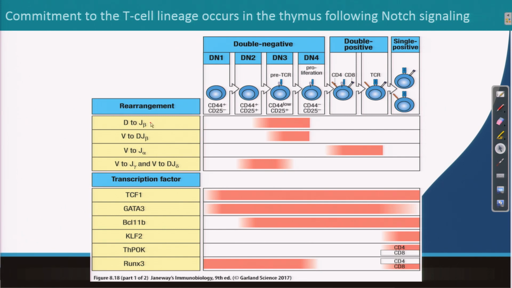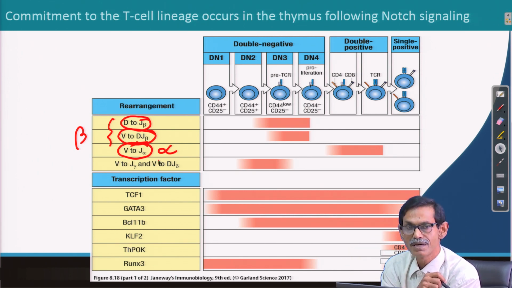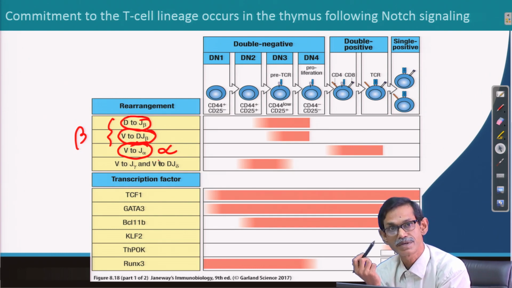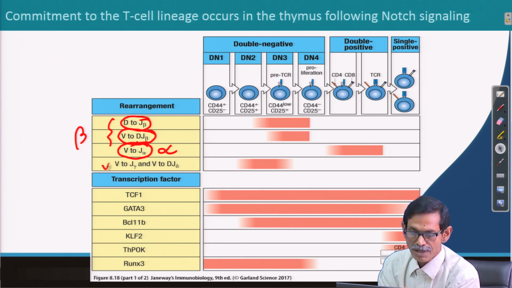you know that in the beta chain DJ recombination happens. After DJ recombination is complete, V to DJ recombination happens in the beta chain of the T cell receptor. When it is done, then VJ recombination happens in the alpha chain of the T cell receptor. V to J gamma and V to DJ delta also happen. So, any T cell that comes later will be either an alpha beta receptor type or a gamma delta receptor type. These things we already discussed in the diversity of receptor generation. This I will come back to later.